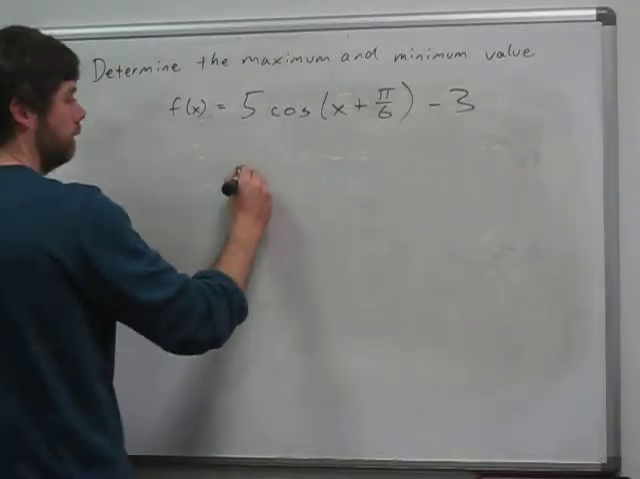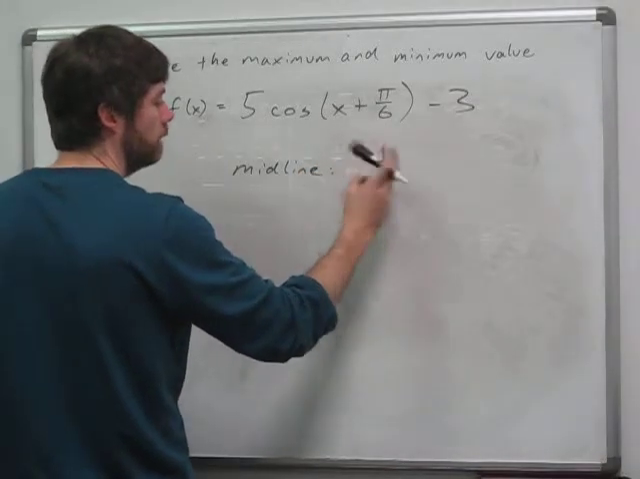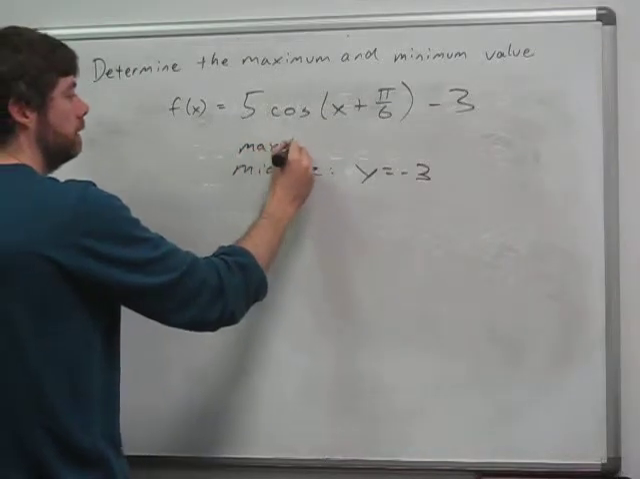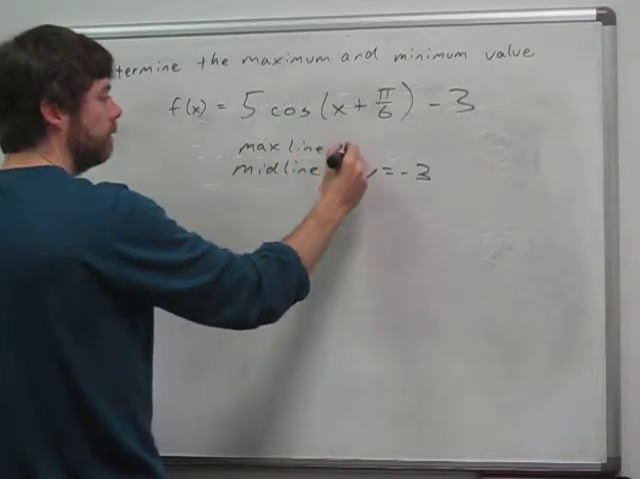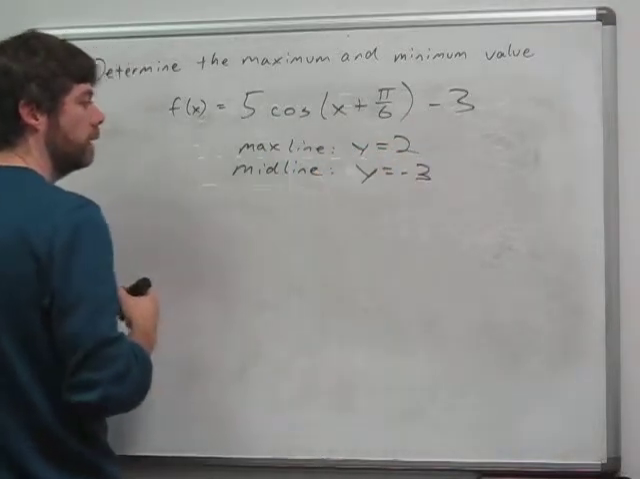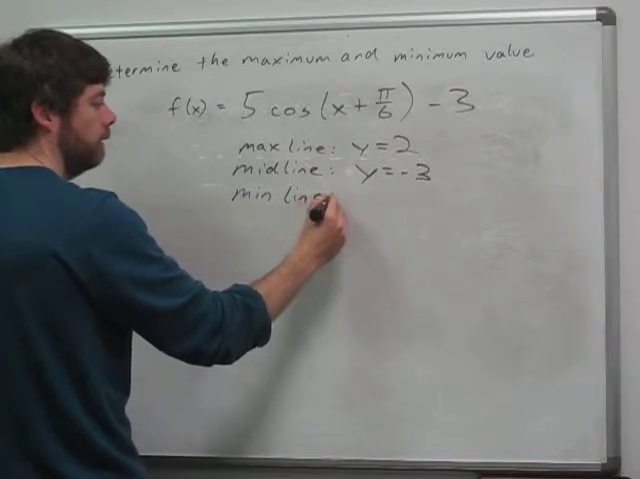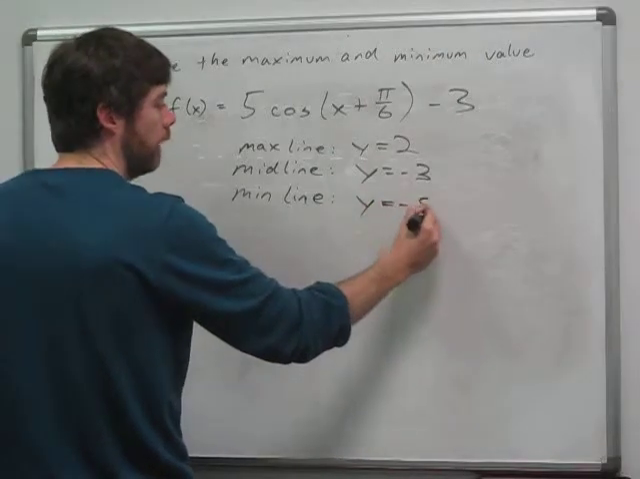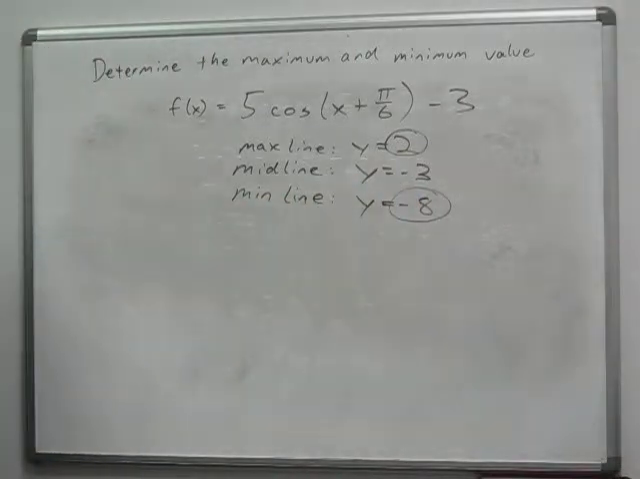Well, what's the midline? The midline is going to be y equal to -3. So the max line, my amplitude is 5, it's just going to be 5 units up from that at y equal to 2. The minimum line is going to be 5 units down from -3, y equal to -8. So 2 is the max value, -8 is going to be the minimum value.